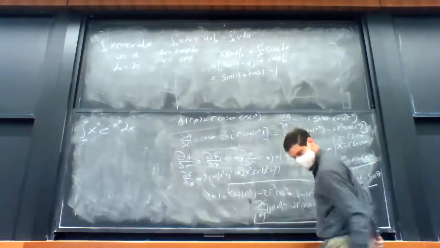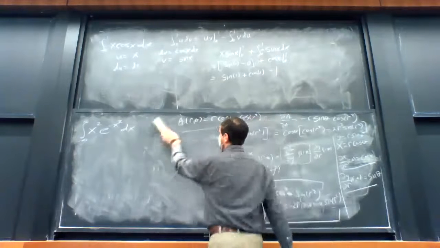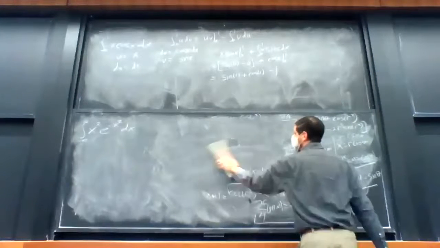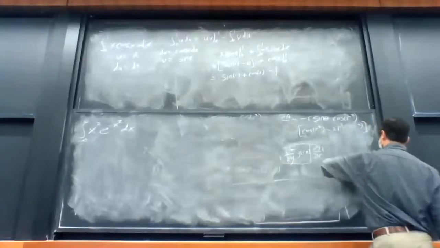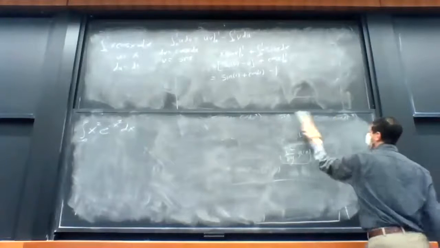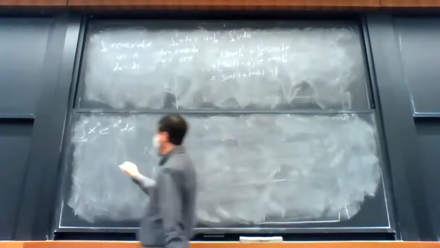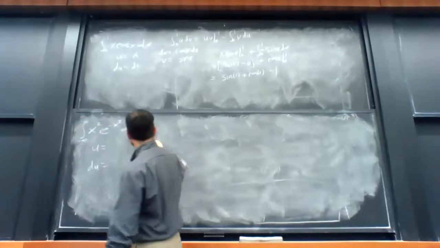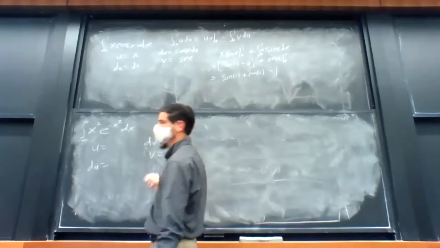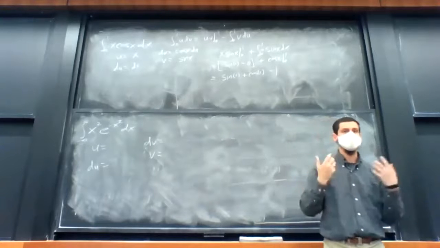And so I want to do my integration by parts. And so I have to figure out what is my u, what is my v. So any thoughts about what would be a good choice for u? What's a good choice for u? It's okay if it doesn't work, but something to try.